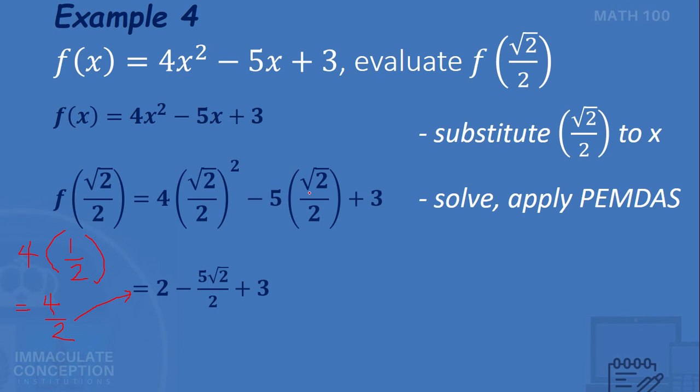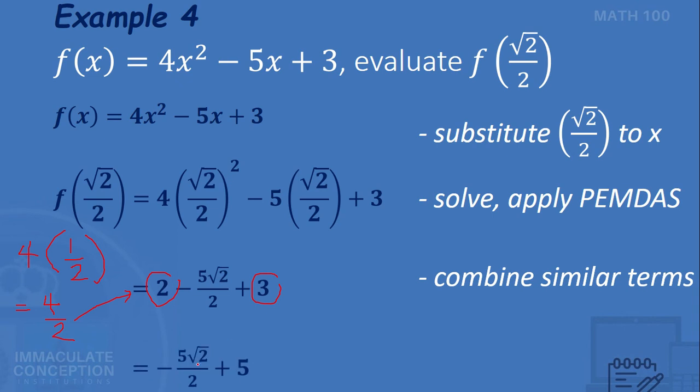Then copy negative 5 times square root of 2. So they are dissimilar terms, so we'll just copy 5 and the square root of 2 as the variable, over 2, copy the denominator, and then plus 3. And then combine similar terms, so 2 and 3 are similar terms because these are terms without variable. So we'll just copy negative 5 square root of 2 over 2 plus 5. So 5 came from the addition of 2 plus 3.